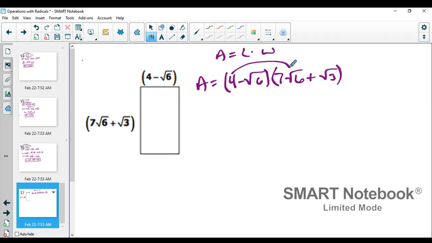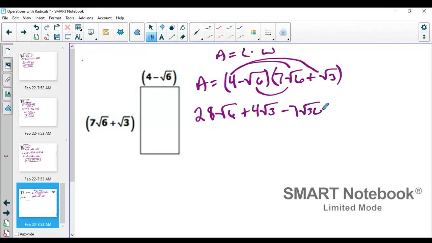We have 4 times 7 square root of 6. So because 4 is not under the square root, you multiply it by the 7. So we have 28 square root of 6. And then we have 4 times the square root of 3. So plus 4 square root of 3. Now this is where this gets fun. So we have negative square root of 6 times 7 square root of 6. So we have negative 7 square root of 36. And then the negative square root of 6 times the square root of 3. So we have minus the square root of 18.